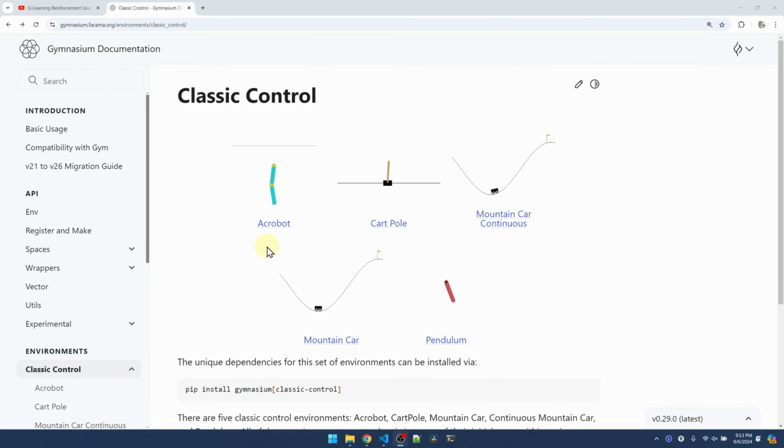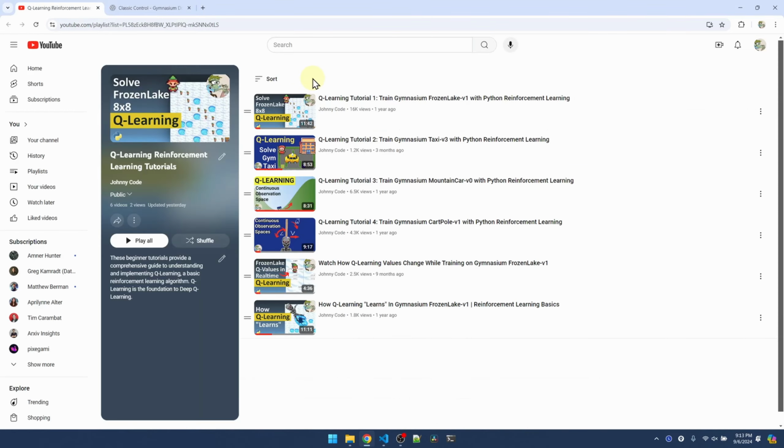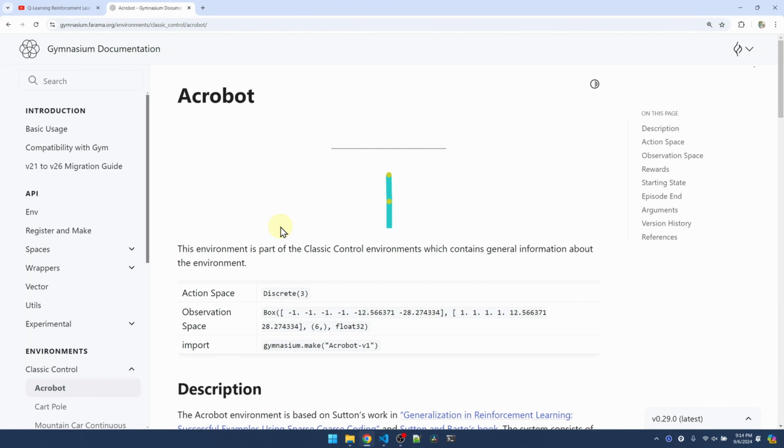Today, let's use Q-Learning to solve Acrobot. If you check my YouTube channel, I've already used Q-Learning on 4 different environments. I'm going to be using the same concepts discussed in those videos and apply it to Acrobot. So I'm going to go a little bit faster today. If there are any concepts that you don't understand, be sure to go back to the playlist and check out these previous videos. Now let's hop into the Acrobot environment.